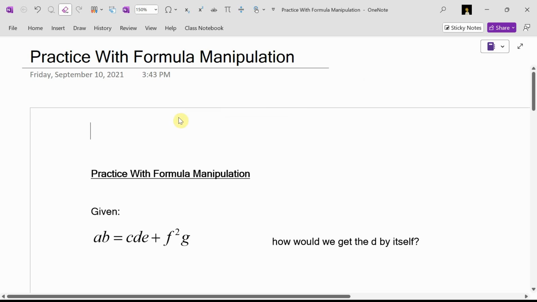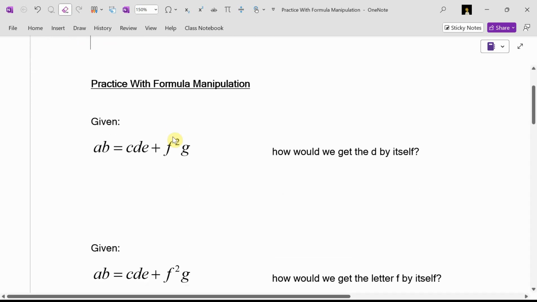So last day, I started nudging you, Tucker, towards this weird formula manipulation zone, the ability to rewrite an equation in your head and memorize less. And I'm going to continue to push that all year. I made up some nonsense equations. Tucker, the first one is AB equals CDE plus F squared G. Yeah, I was feeling alphabetical for some reason.